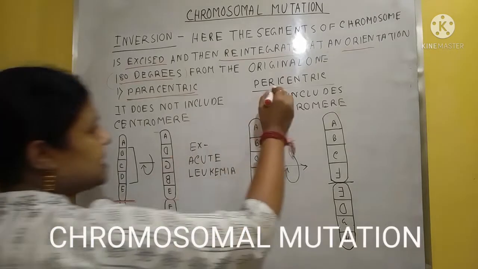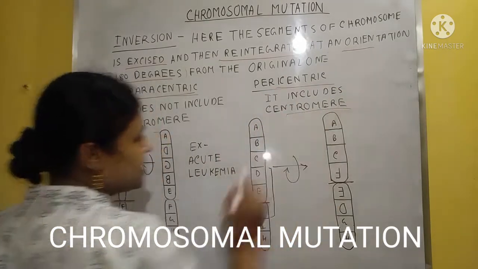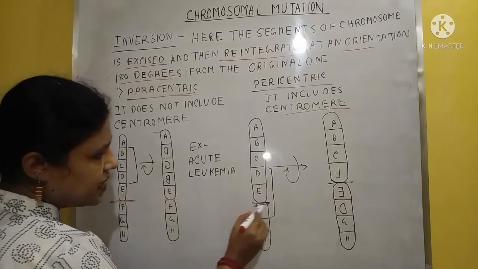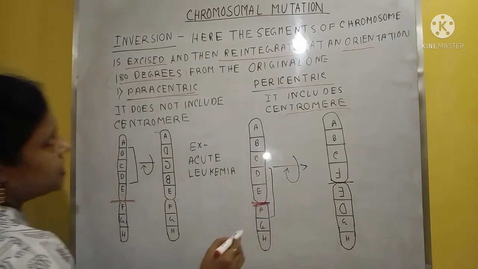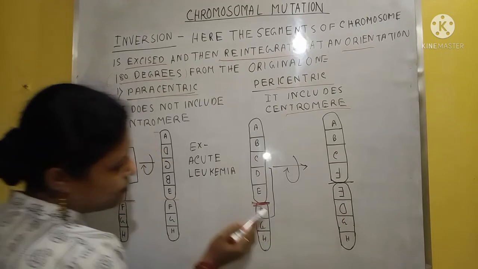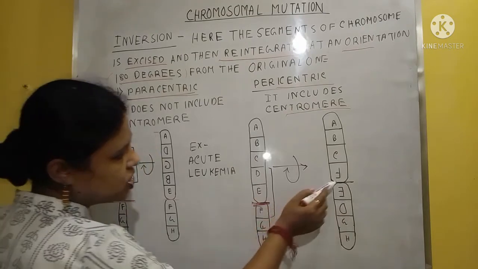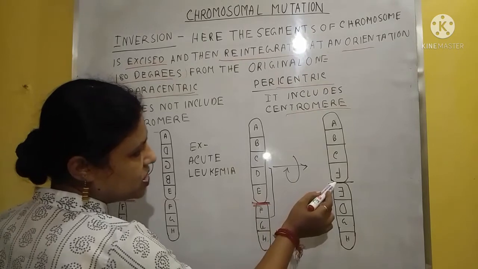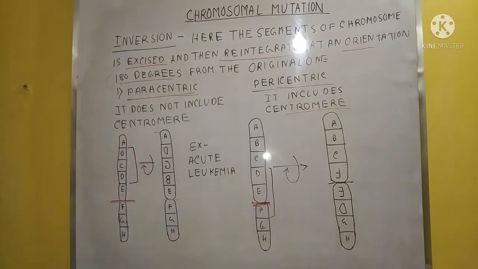And in the case of pericentric inversion, the centromere is included. You see here the centromere is present and the inversion is occurring D, E, F, and you see here F, E, D. The position of the centromere changes. Okay, clear? So this is the inversion. And what disease or disorder is found here? That is acute leukemia. So inversion is first excised and inverted at 180 degree orientation and then integrated with the chromosome segments.